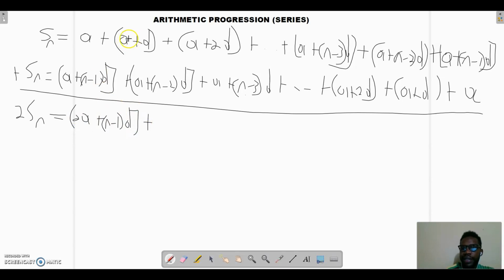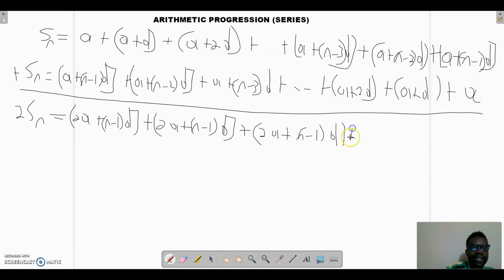Plus, if we add a plus d to a plus n minus 2 times d, a plus a is 2a, and d plus n minus 2 times d would make it one more d, so I would have n minus 1 times d. So once again, I would have 2a plus n minus 1 times d. Similarly, if I add the third term to the third to last term, I would have 2a again, and then 2d plus n minus 3 times d is n minus 1 times d.